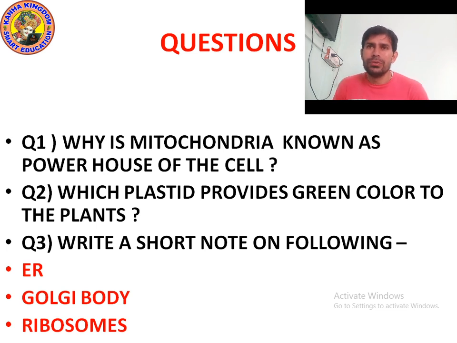And chromoplast is the plastid which forms different kinds of pigments. And who stores amino acid and fatty acid? Leukoplast stores the amino acid and fatty acid.